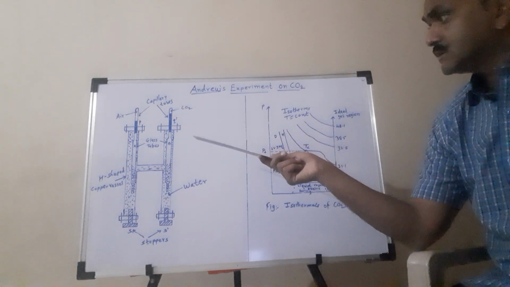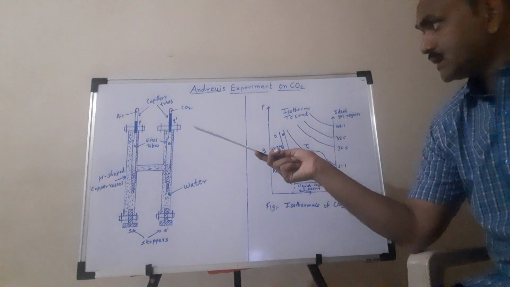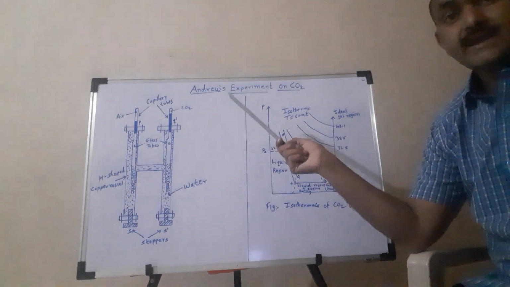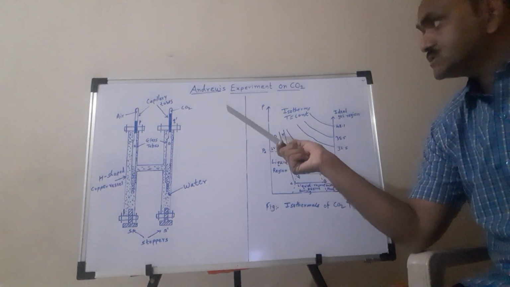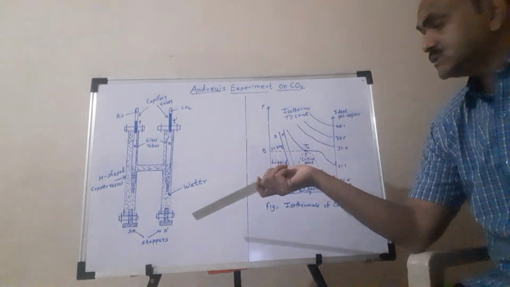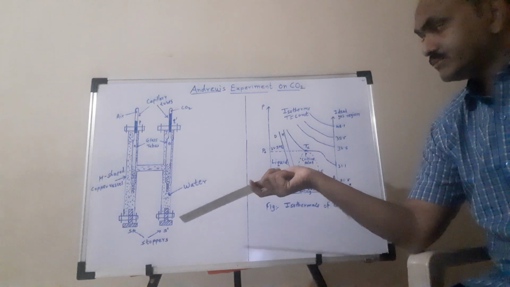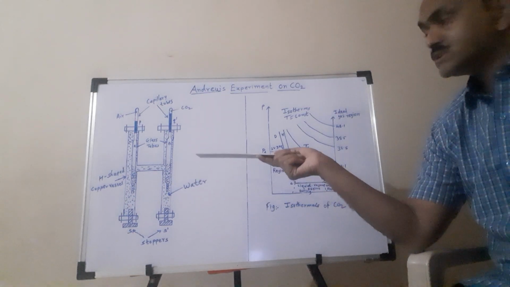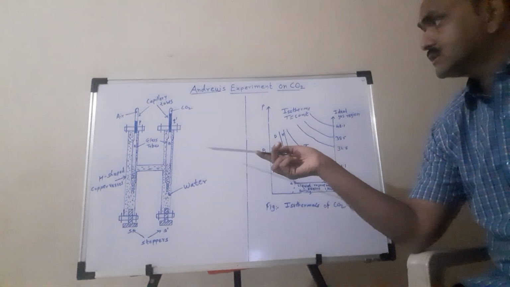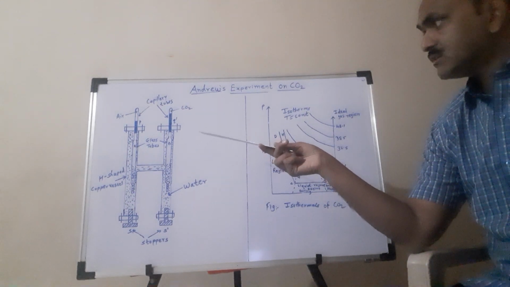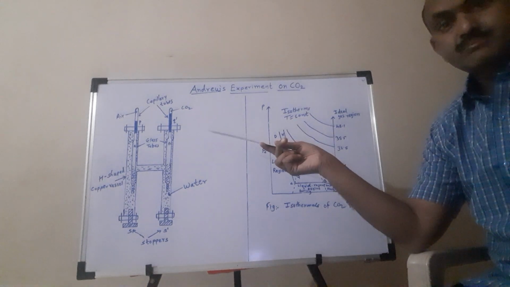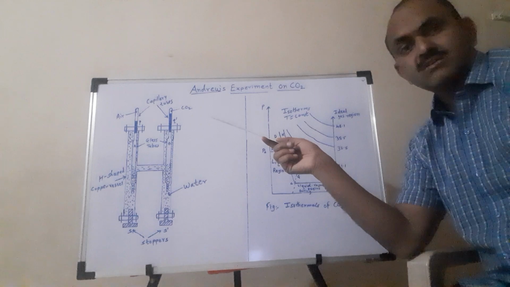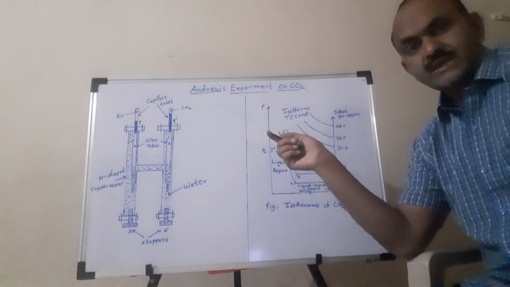A and B are the two capillary tubes. A contains air and B contains the CO2. With the screwing arrangement of the stoppers S and S dash, the pressure is formed, which is calibrated on the tube B. So this is about the Andrews experiment on CO2. Thank you very much.